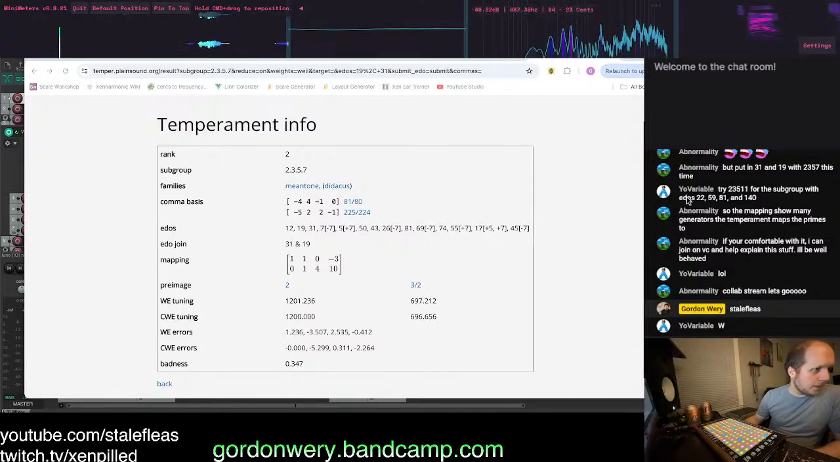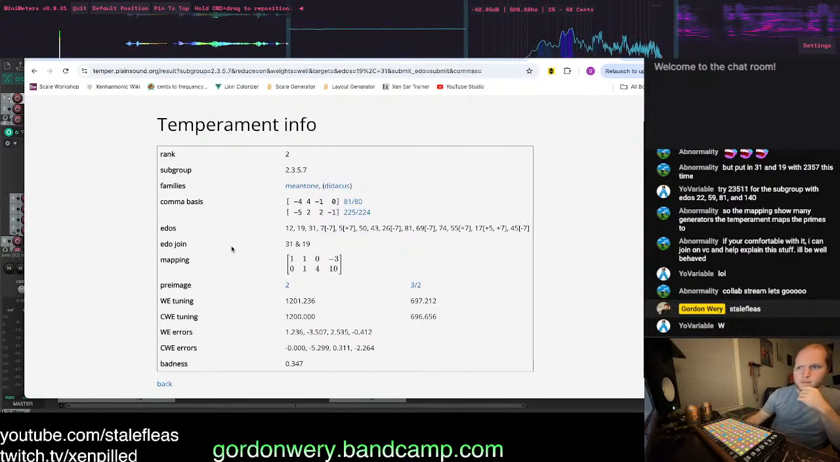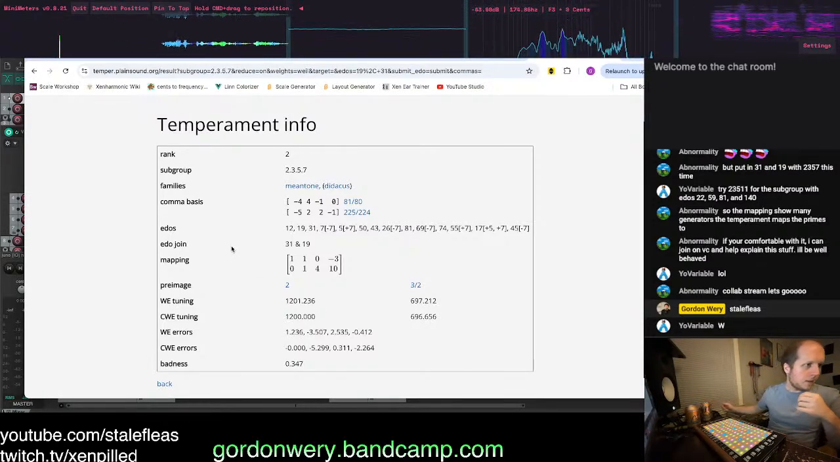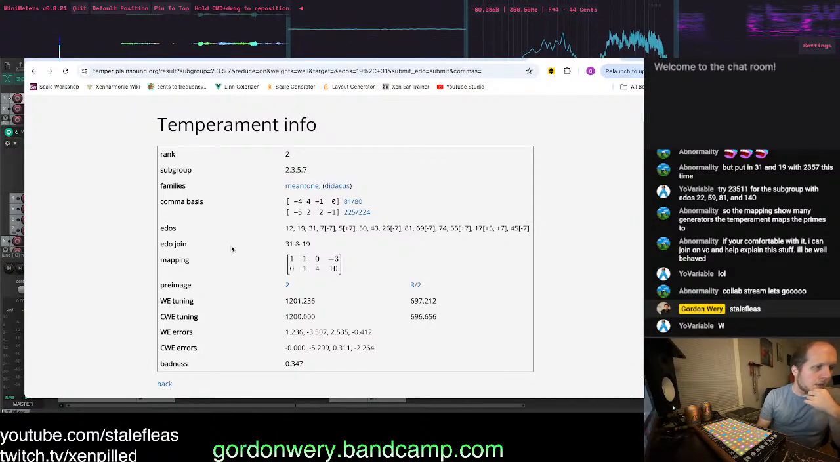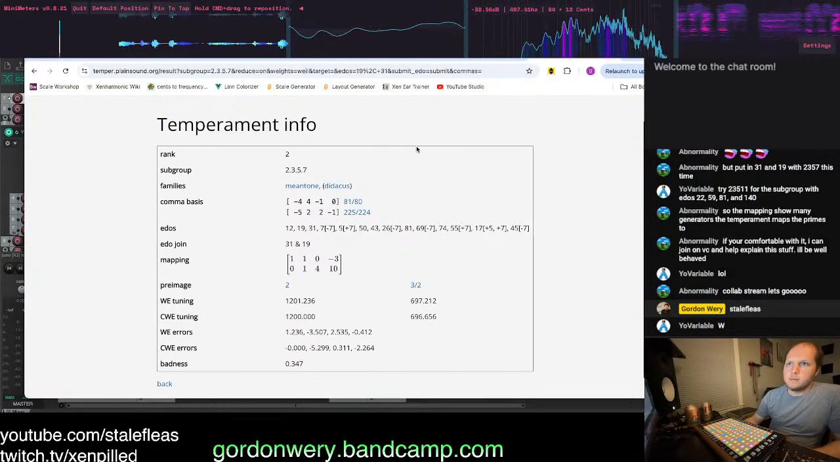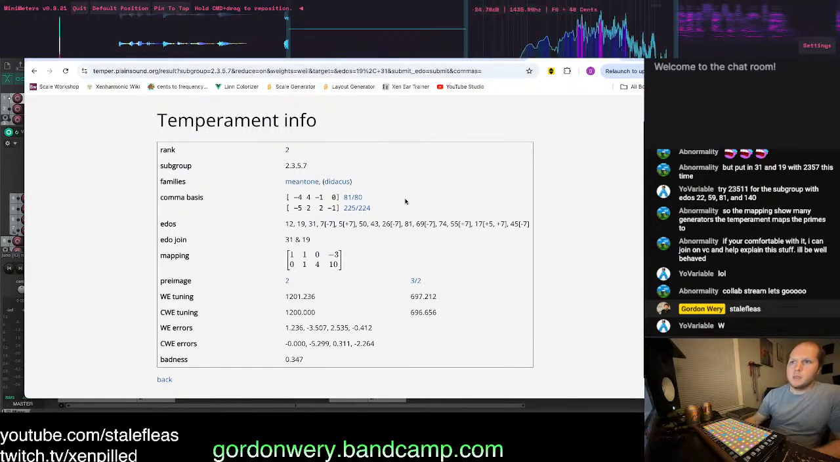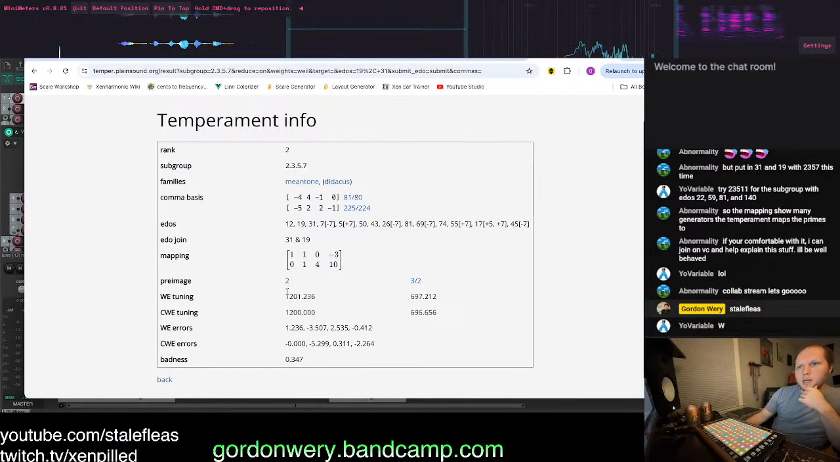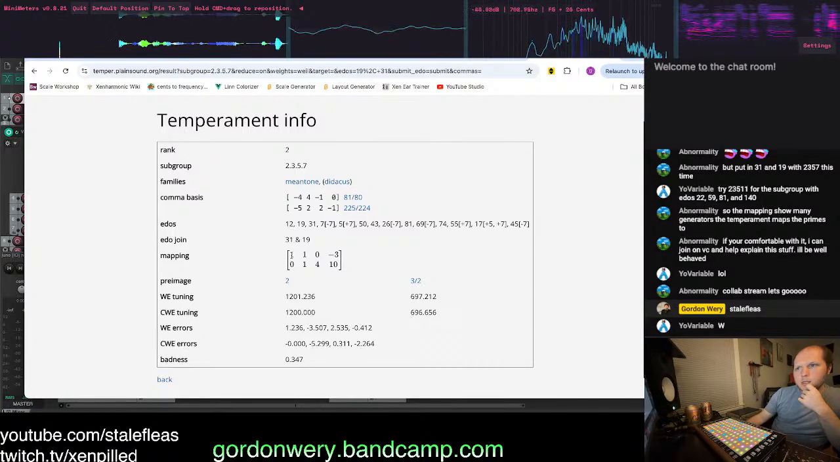All right. So yeah, this is a pretty powerful website. It can give you a lot of info on how to do RTT stuff or what temperaments have in common. This is the 7 limit extension to mean tone. If you look at the mapping, it shows how the generators map the different primes. The top generator is octaves, and the other one is perfect fifths. So with mean tone, your octave, you just use your octave generator.